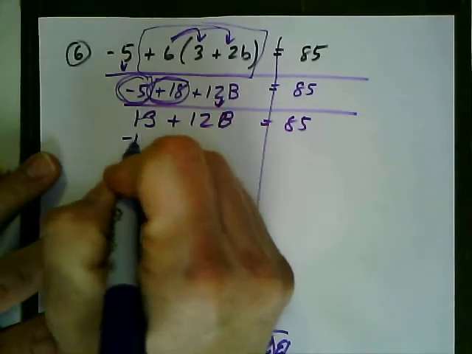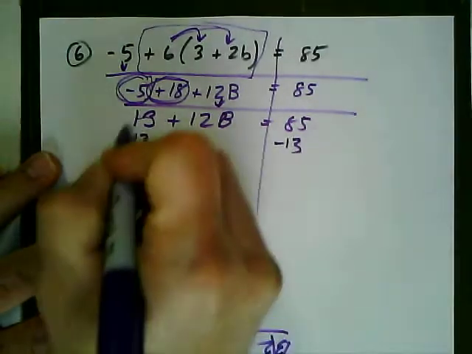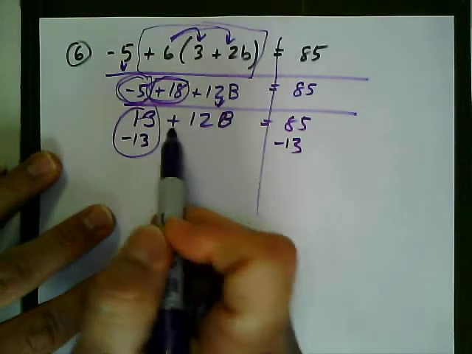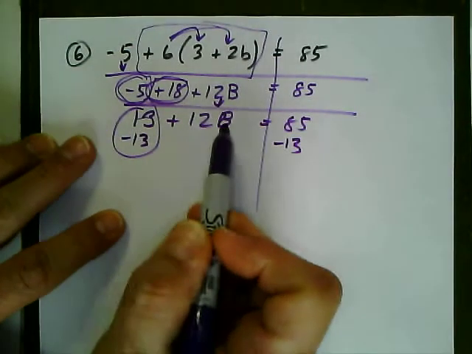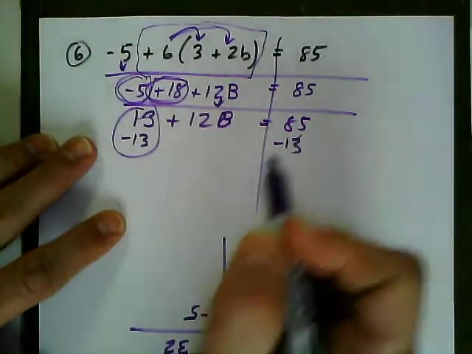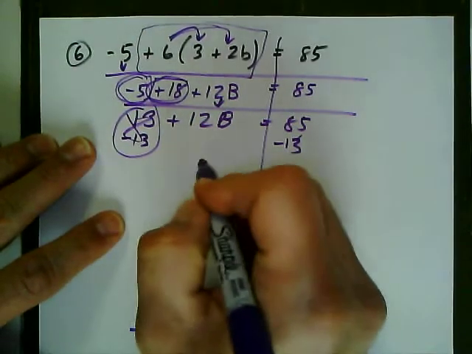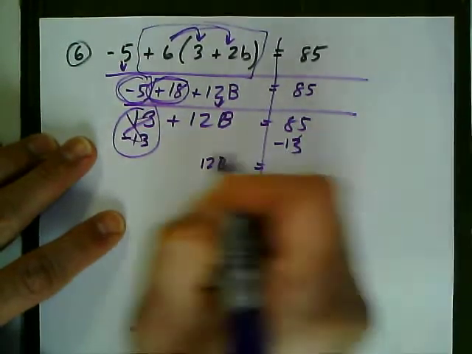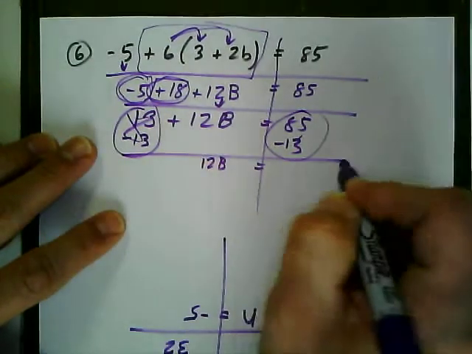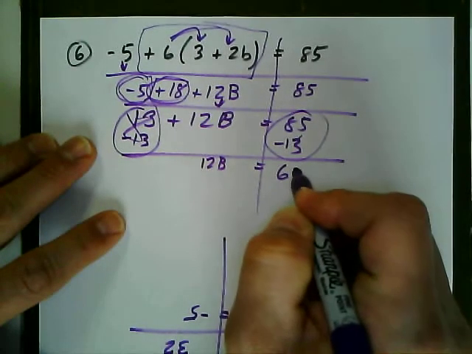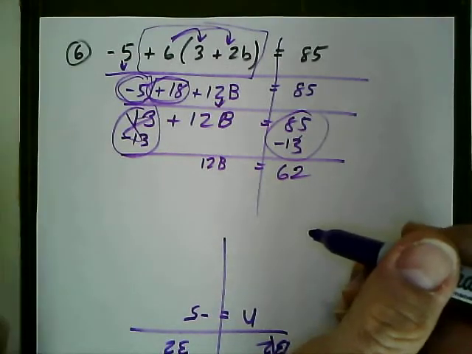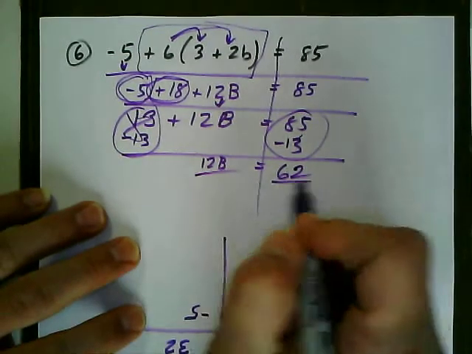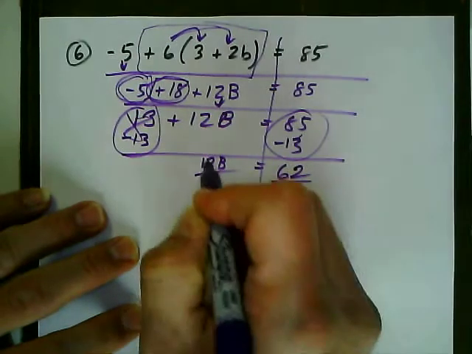Well, what do we got to do? We're going to subtract 13 because that's a part here that we have. We know that that's the next part of this. Distribute, combine like terms, get rid of what's added or subtracted. There it is, B, and there's plus, there's 13. So subtract 13 from both sides. We're left with 12B equals 62. We will divide by 12.